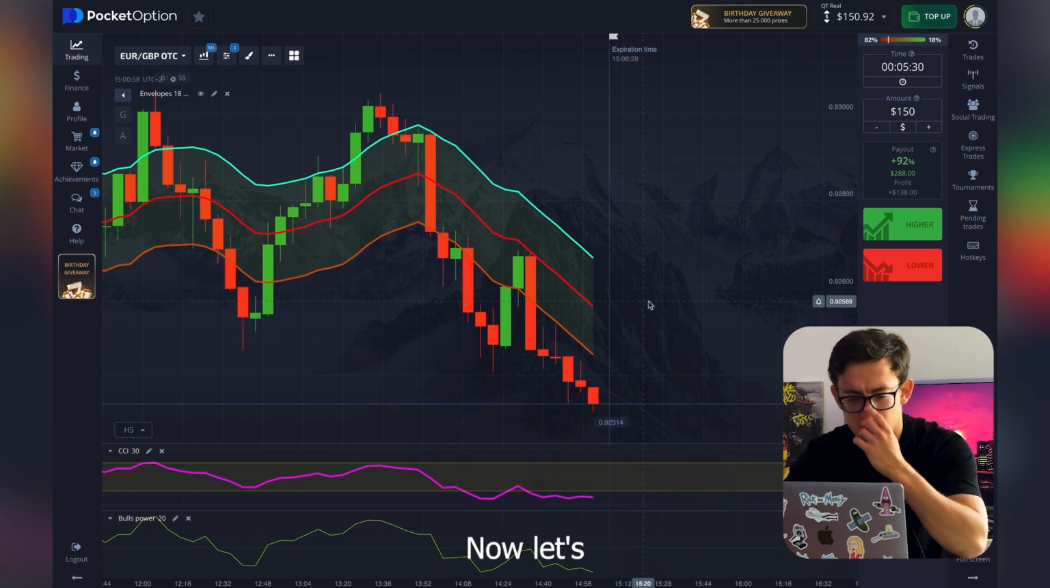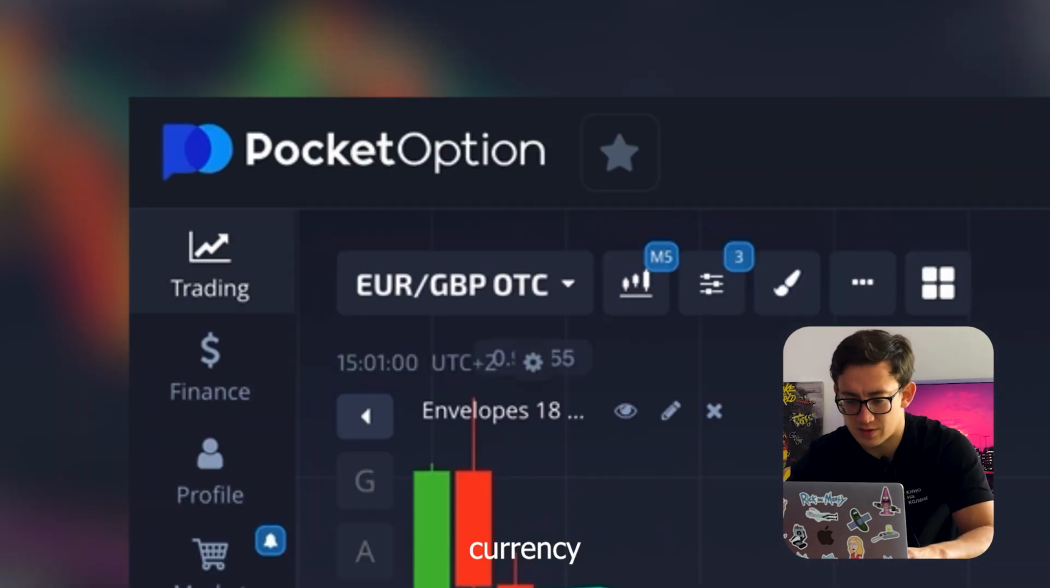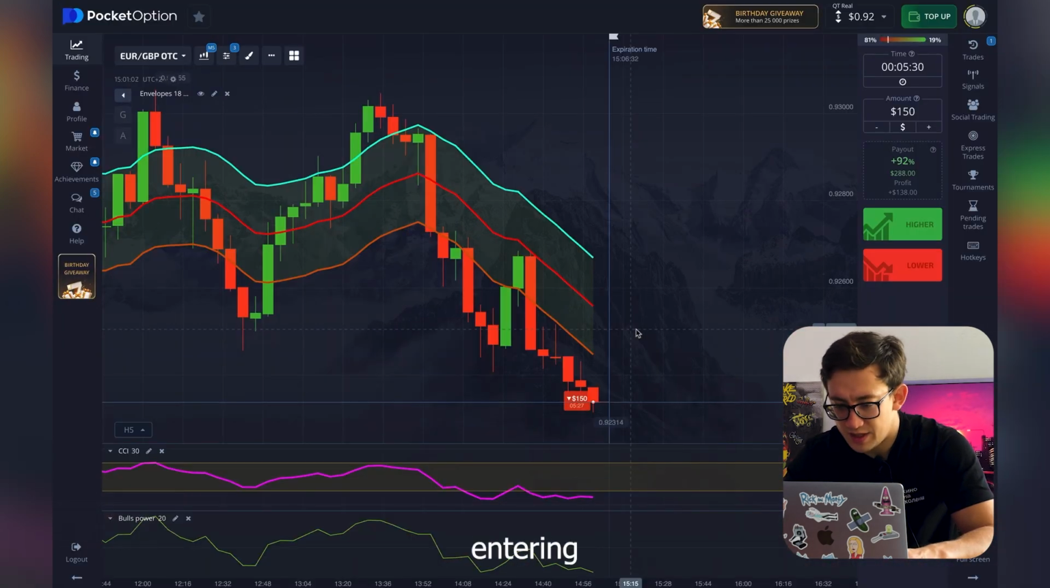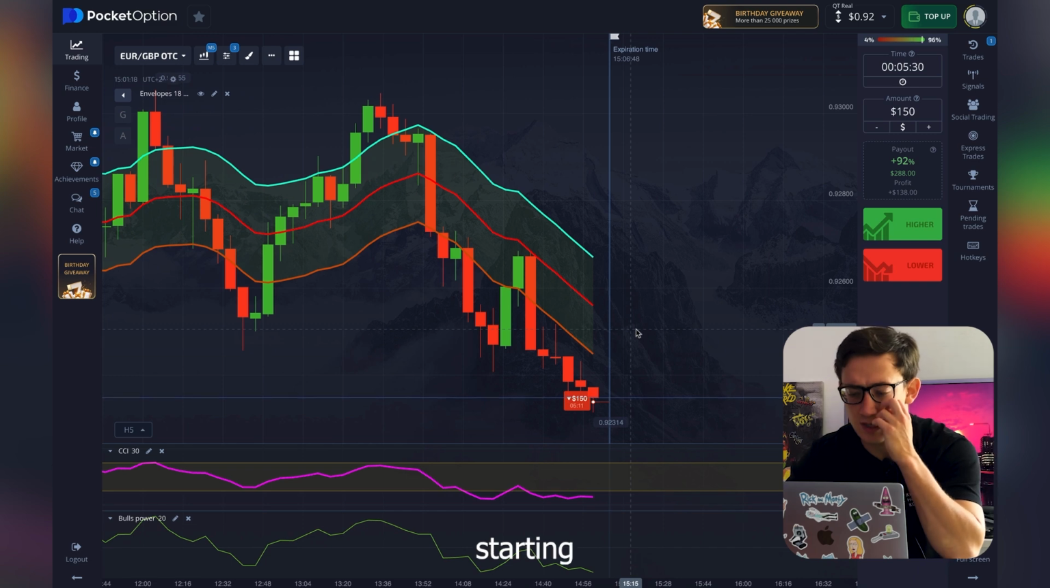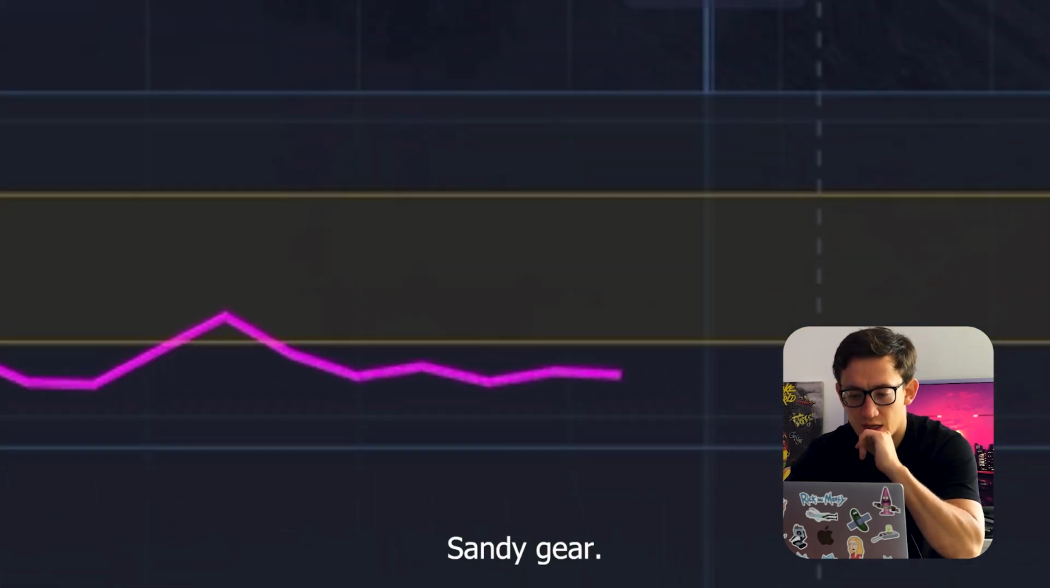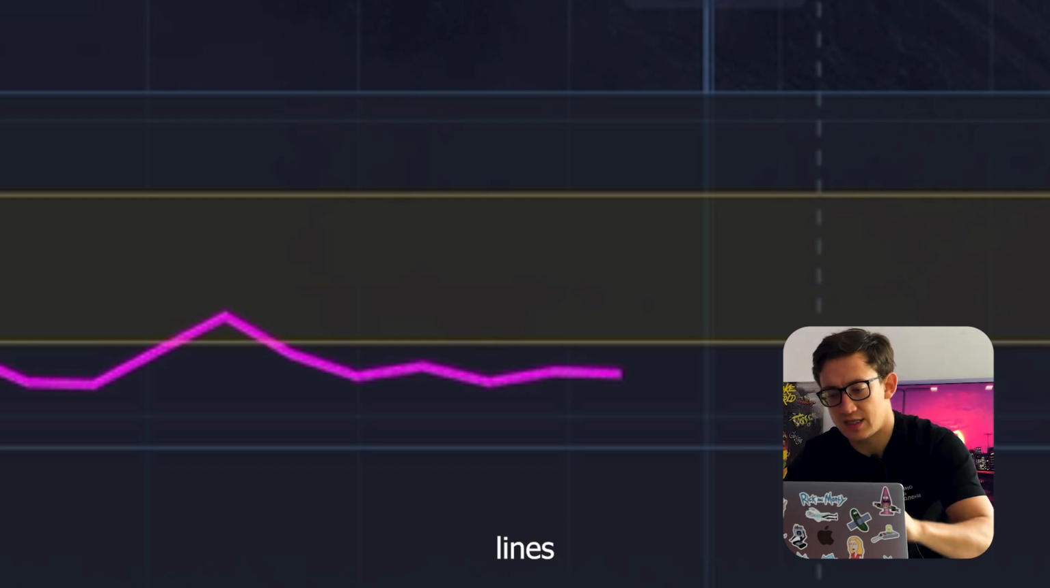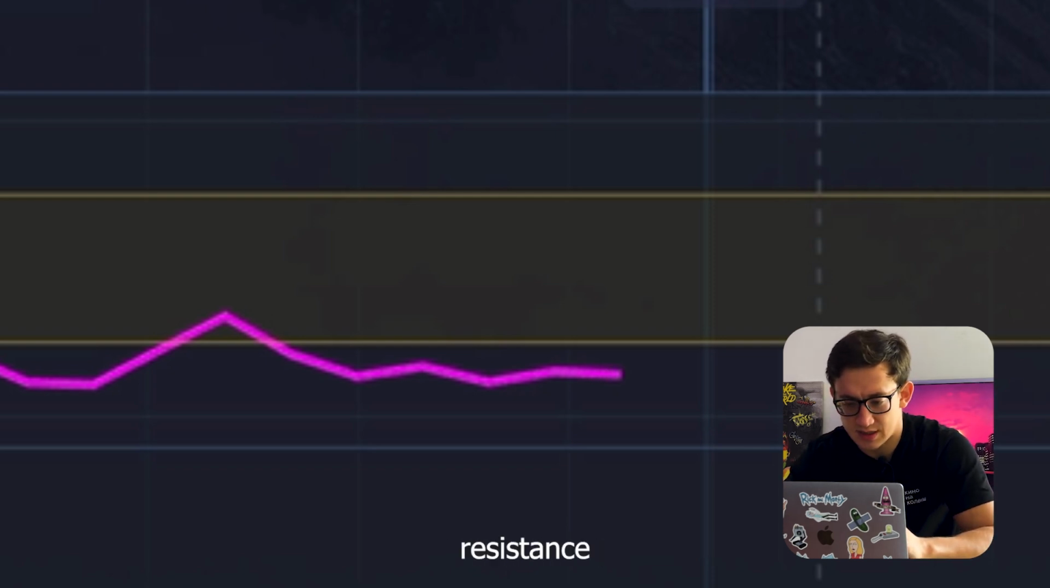Okay guys, now let's take a look at the Euro GBP currency pair. I'll be entering a downward position, and let me explain the details to you, my friends. To understand this strategy, we'll rely on a sequence of indicators. Starting with the CCI indicator, it helps us identify trends. It consists of two lines representing support and resistance, along with a line that moves along the edges of these levels.